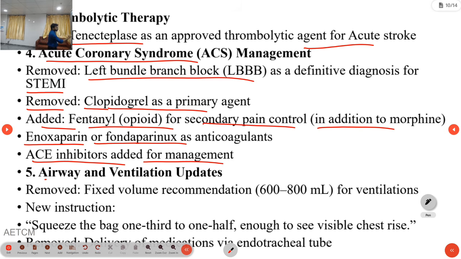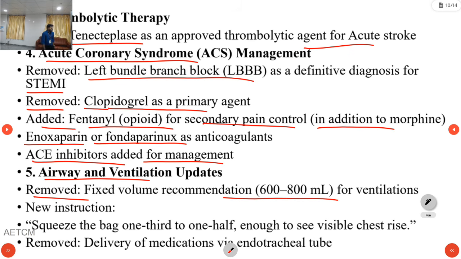Then when we come to the airway and ventilation updates, they have removed the fixed volume recommendation of 600 to 800 ml for ventilations. So there was a fixed tidal volume of 600 to 800 ml to be delivered, but they have removed this. Instead of this, what they are saying is, squeeze the bag to one third to one half, so that there should be visible chest rise. This is the main thing.